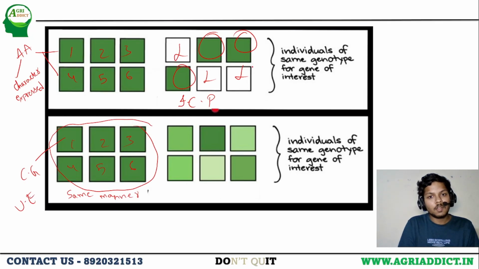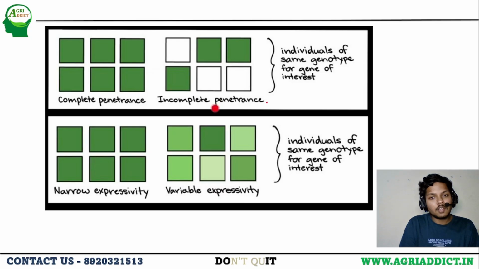Like you can see here, not in all individuals is the genotype expressed. Only in some of the individuals the genotype is expressed. So we call this incomplete penetrance. Here, in every genotype or every individual, the character is expressed. So we call it complete penetrance.